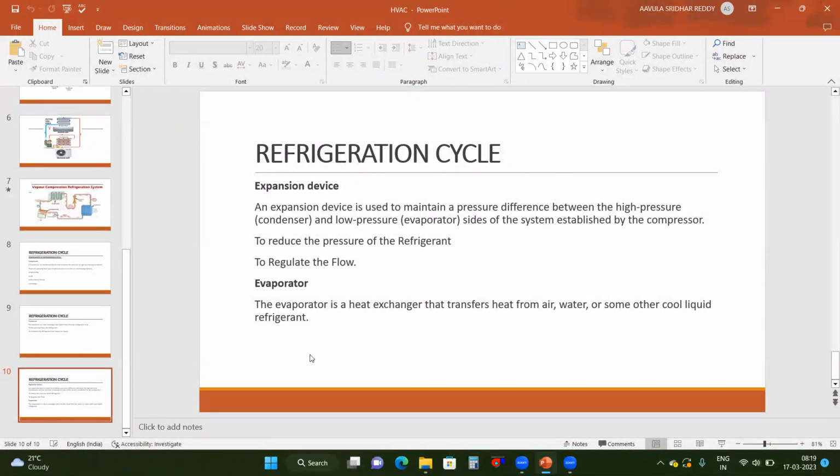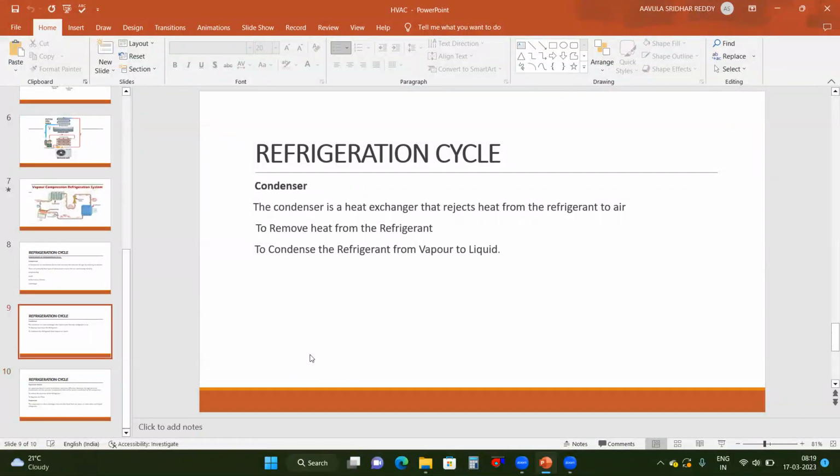So this is the refrigeration cycle. I think everyone has understood. If you have any doubts, you can ask me.